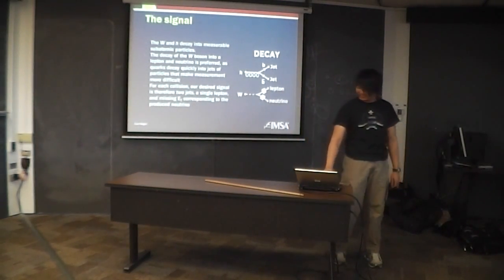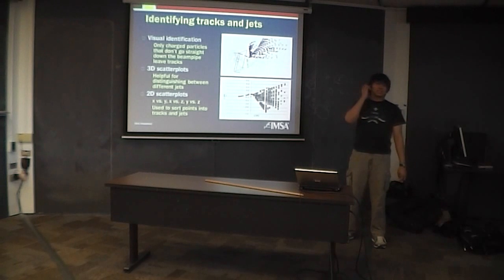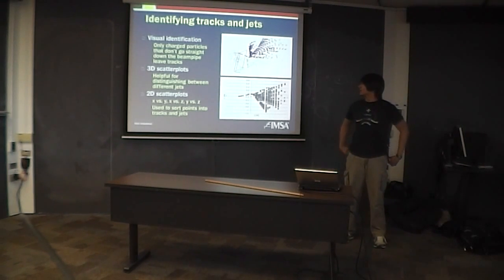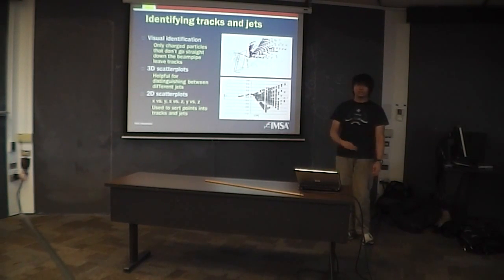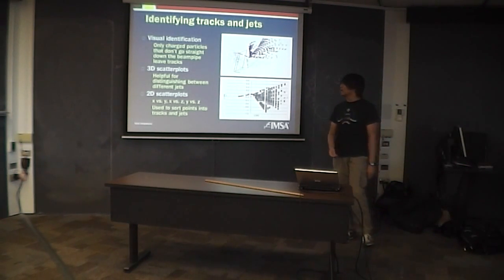Hello, I am Nicholas Inocencio, and I am the expert on track identification. After I got the coordinates for hits recorded in the silicon tracker detector, I put them into Excel and made some 3-dimensional and 2-dimensional scatter plots. I used the 3-dimensional scatter plots to identify distinct jets and tracks.